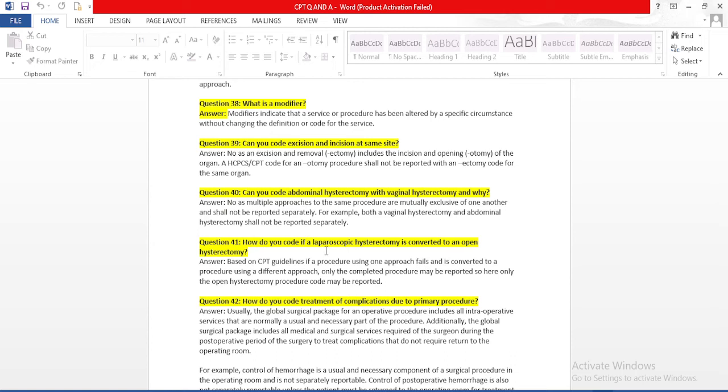Next one, what is a modifier? A modifier indicates that a service or procedure has been altered by a special circumstance without changing the definition or code for the service.